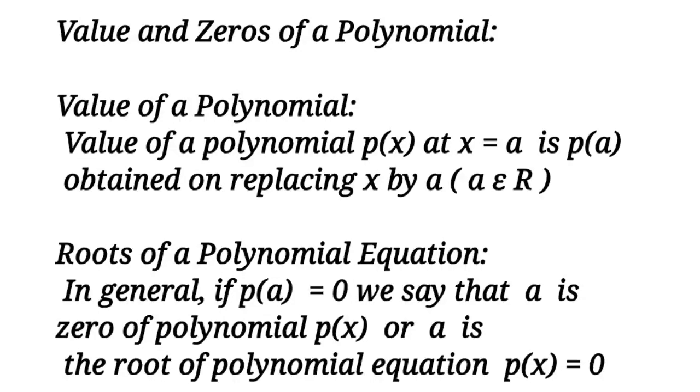Definition: the value of a polynomial p of x at x is equal to a is p of a, obtained on replacing x by a, where a belongs to R, that means real numbers. For example, p of x is equal to x squared plus 2. Here x is equal to 2, then p of 2 is equal to 2 squared plus 2, that is 4 plus 2, 6. Therefore, p of 2 is equal to 6.